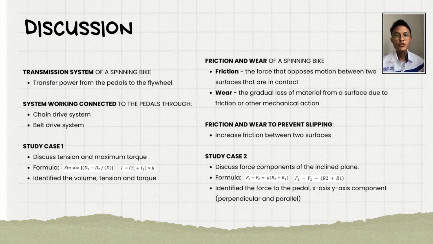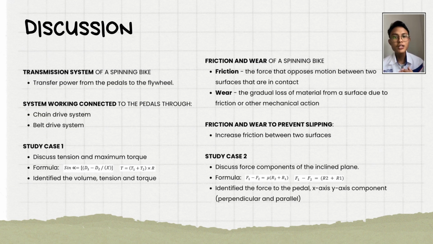For topic 2, we are discussing the friction and wear of a spinning bike. Friction is the force that opposes motion between two surfaces that are in contact. In the case of a spinning bike, friction is created between the flywheel and the brake pad to create resistance. Wear is the gradual loss of material from a surface due to friction or other mechanical action. In this case of a spinning bike, wear can develop on the brake pad or the chain or belt.